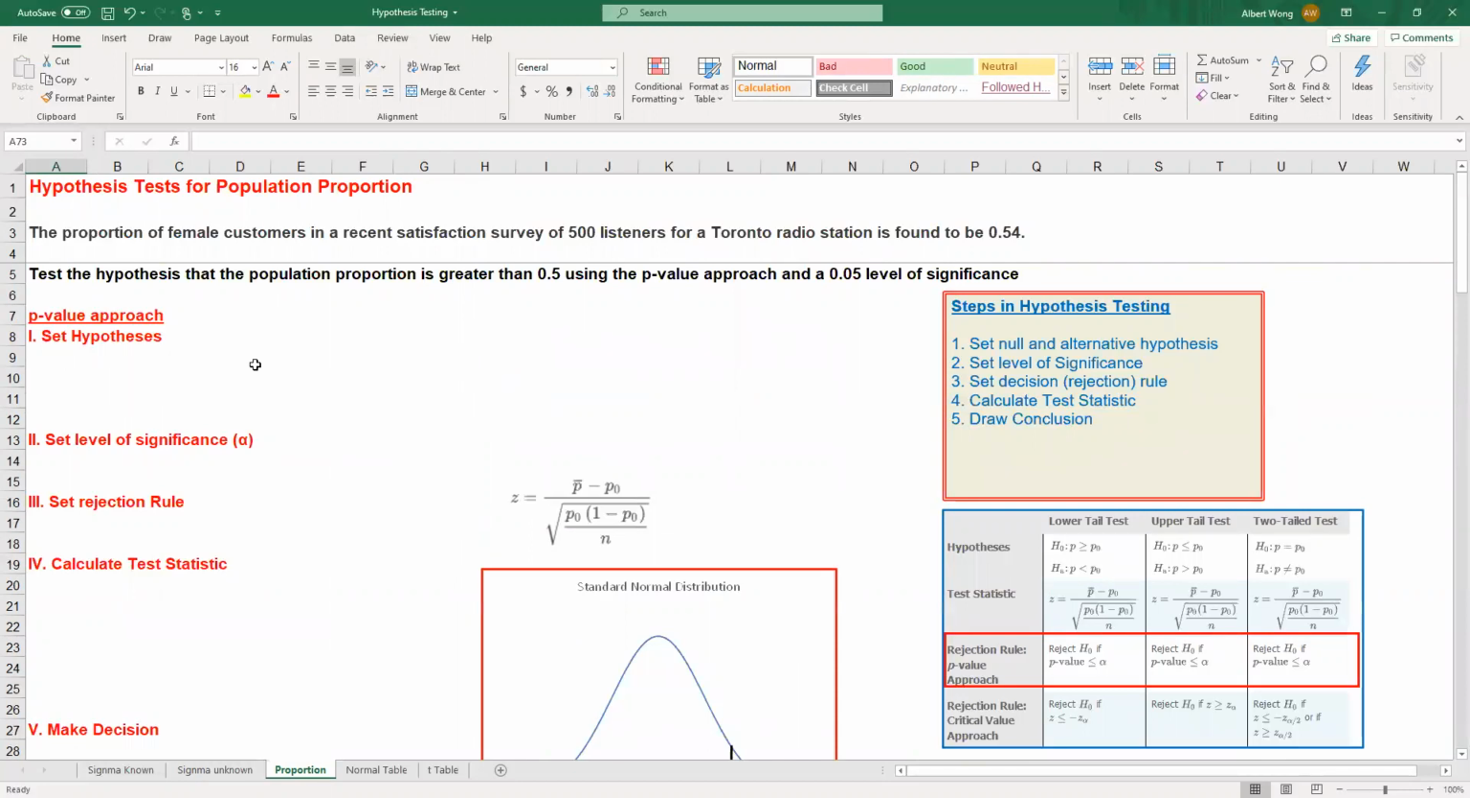Okay, so here's an example. The proportion of female customers in a recent satisfaction survey of 500 listeners for a Toronto radio station is found to be 0.54, 54%. We want to test the hypothesis that the population proportion is greater than 0.5. And we want to use the p-value approach, and we want to use a 0.05 level of significance.